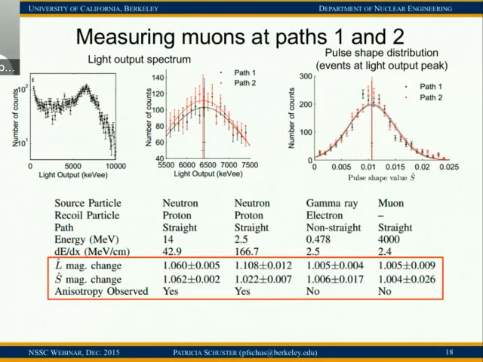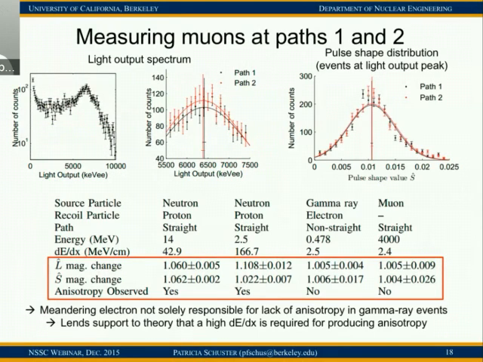What that tells me about the physical mechanism is that the meandering electron produced by a gamma ray event is not solely responsible for the lack of anisotropy, because a muon is essentially an electron traveling in a straight path, and we don't see an anisotropy there. This lends support to the theory that a high dE/dx is required for producing an anisotropy. And there is anisotropy observed in alpha particles, which have even higher dE/dx, so that's consistent with that as well.